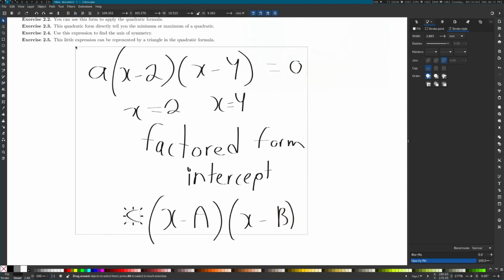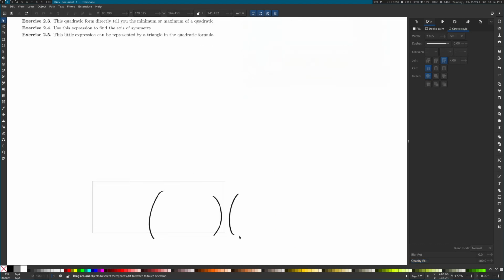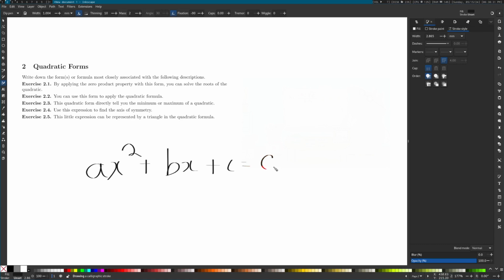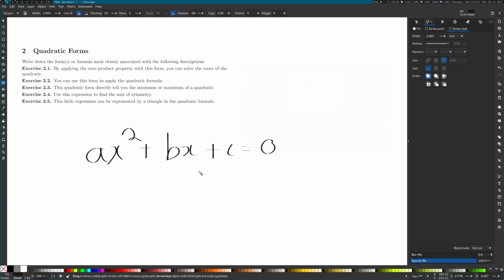Okay, on to the next one. You can use this form to apply the quadratic formula. Okay, so we know the quadratic formula works if our form is like this: ax squared plus bx plus c is equal to 0. And the name of this form is called general form.